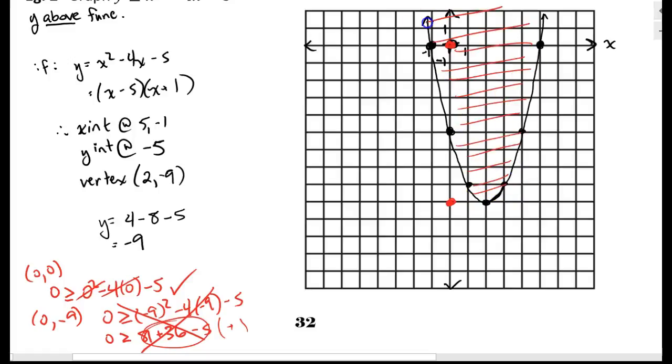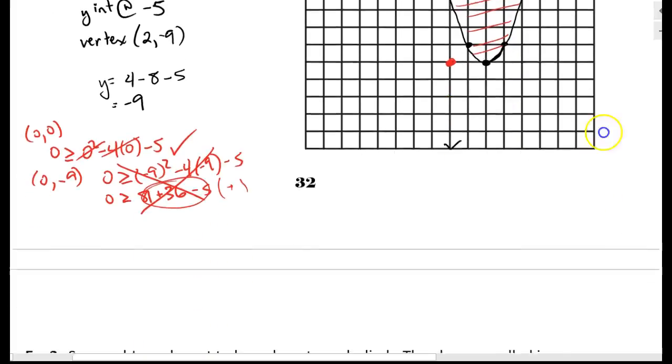Now, it just so happens that these two examples end up where we're shading inside of the parabola, so inside the curve. You can end up with scenarios where you shade outside the curve instead. It just didn't work out that way in these two examples.